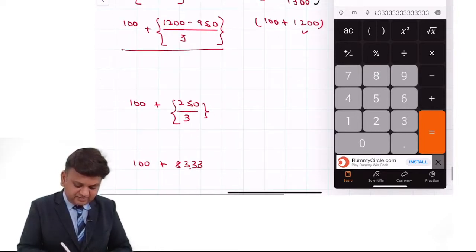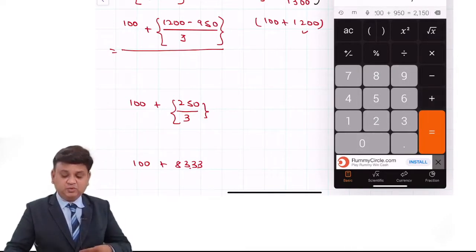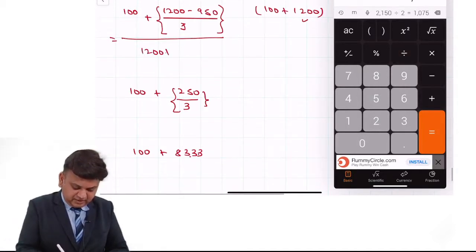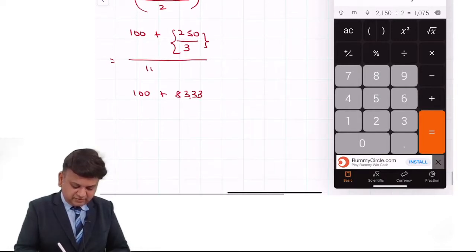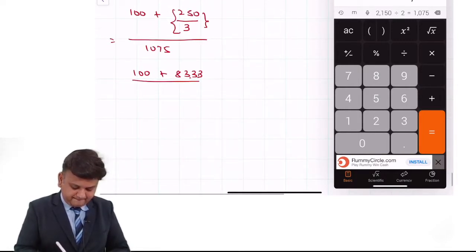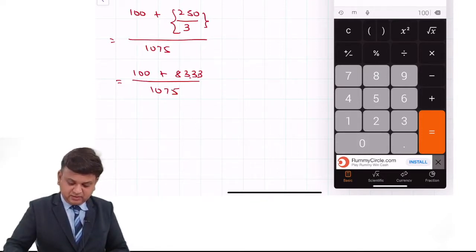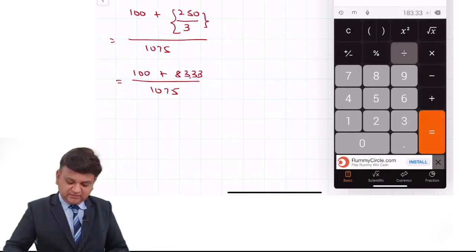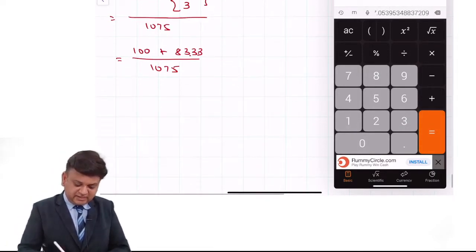So it is 100 plus 83.33 divided by, you will do average of these two values. That is 1200 plus 950, that is 2150 divided by 2. That comes to 1075. So what will happen? It is 100 plus 83.33, that comes to 183.33 divided by 1075 into 100, and the answer is 17.06.